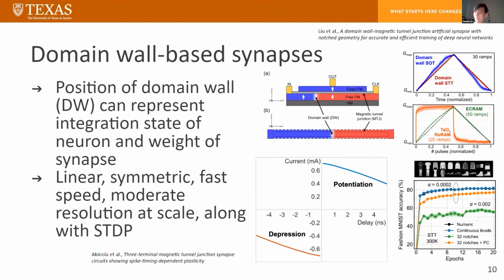We're going pretty fast, but I'm going to go into domain wall-based devices. As we learned in class, domain walls are spin textures that separate two domains of uniform magnetization, and they can easily represent the neuron using the position of the domain wall, as well as the weight of a synapse.